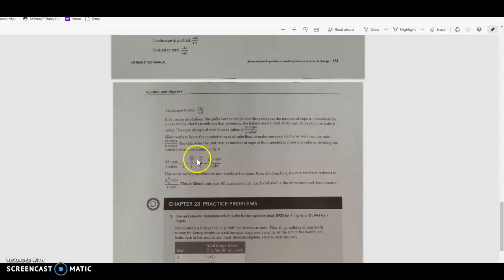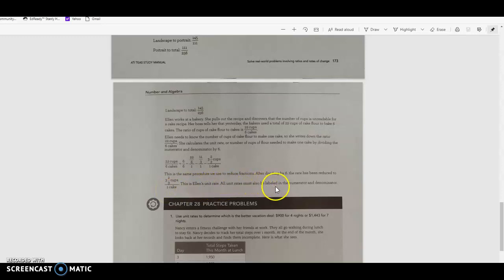And then once we do that, we're going to simplify our fraction. 22 over 6 is the same thing as 11 over 3, which is the same thing as 3 2/3 cups. It's okay to have a mixed number as part of your fraction in a ratio. You just can't have the whole ratio as a mixed number over 1 cake. So this is the same procedure we use to reduce fractions. After dividing by 6, the rate has been reduced to 3 2/3 cups to make 1 cake. And so this is Ellen's unit rate.